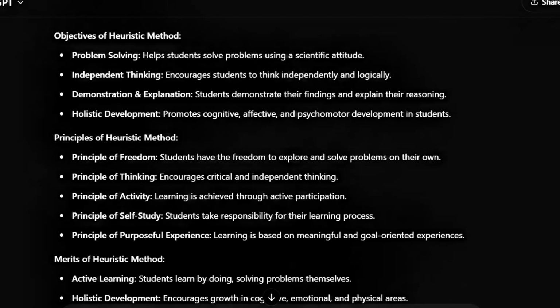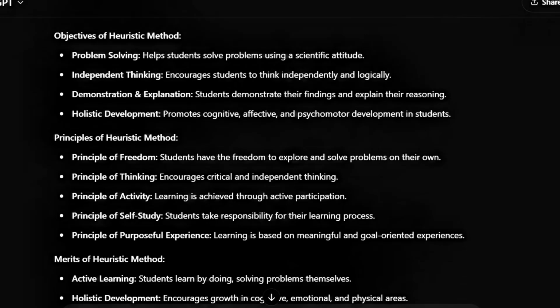Objectives of heuristic method. Problem solving. Helps students solve problems using a scientific attitude. Independent thinking. Encourages students to think independently and logically. Demonstration and explanation. Students demonstrate their findings and explain their reasoning. Holistic development. Promotes cognitive, affective, and psychomotor development in students.